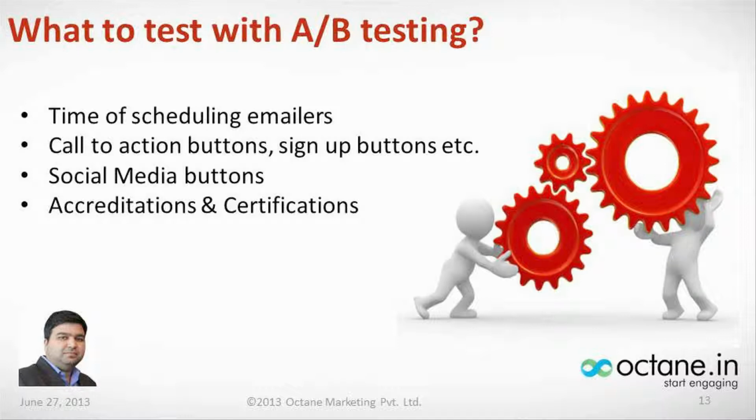Moving on to the next slide, which is what to test with A/B testing. A couple of other things that you could actually test are the time of scheduling mailers. This is the most frequently asked question we get from our customers when they talk about when they should send out emails, what is the best time to send out emails. I think you could only find that out by doing A/B testing, because customers for different businesses work very differently, and they behave very differently.